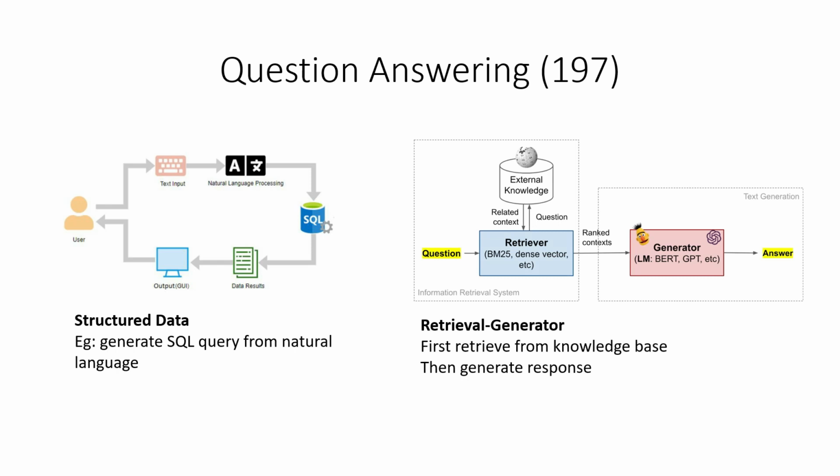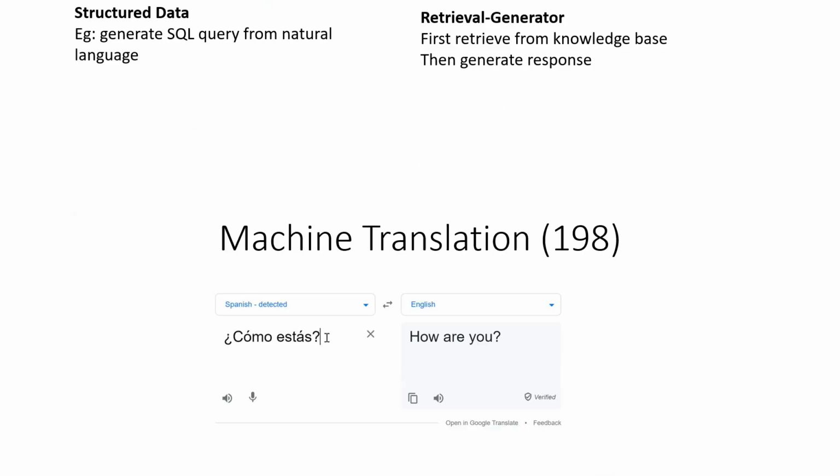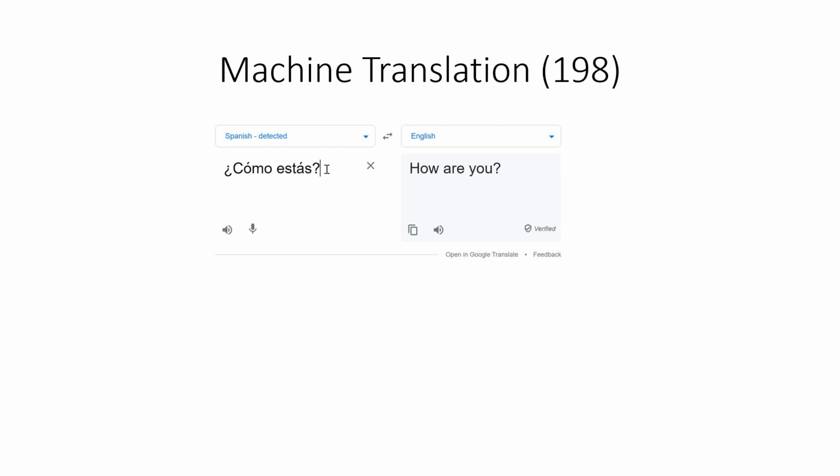First, the model uses a question to retrieve from an external knowledge base using keywords or a vector index, something like that. And then a second text generation model is used to generate the answer. So question answering has a lot in common with information retrieval systems. And this retrieval approach has become very popular recently for question answering and chatbots with retrieval augmented LLMs. Next is machine translation with 198 submissions.